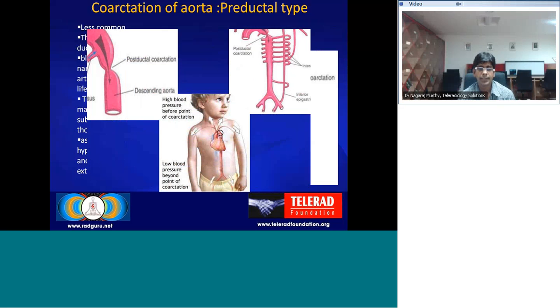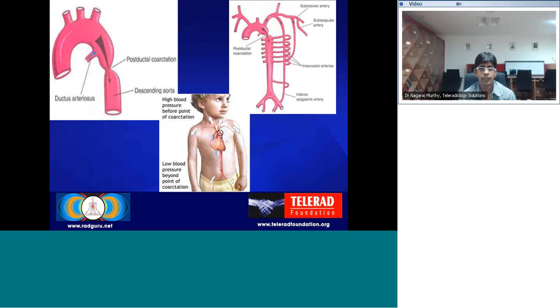This is the postductal type of coarctation, showing coarctation distal to the ductus arteriosus, showing multiple collaterals, intercostal arteries. There will be increased pressure in the upper extremities, proximal to the coarctation, and reduced pressure in the lower extremities distal to the coarctation.